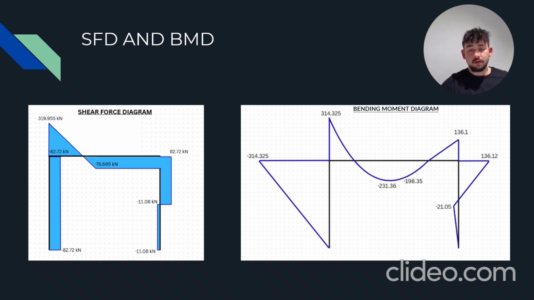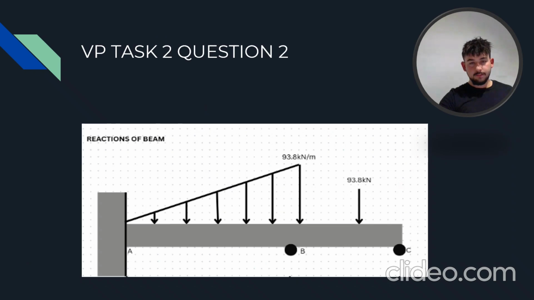314.325 kilonewton meters. In the second question of VP Task 2, we were challenged with a beam which had a distributed load and a point load acting as well.